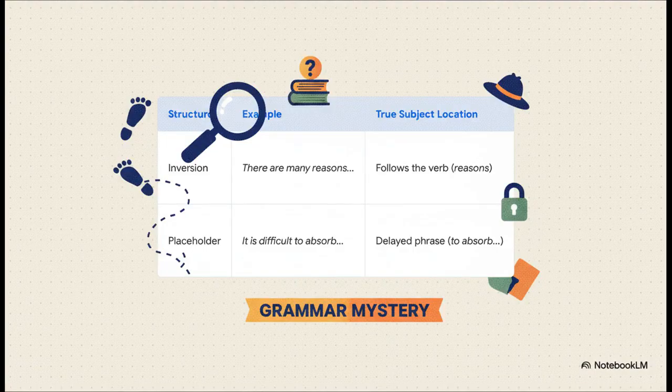So take a look at this. In a sentence like, there are many reasons, the word there isn't the subject at all. It's just a dummy word. The real subject is reasons, and it comes after the verb. And with a placeholder like it, sometimes the real subject isn't even a single word. It's the whole phrase that comes later, like to absorb them is the thing that is difficult.